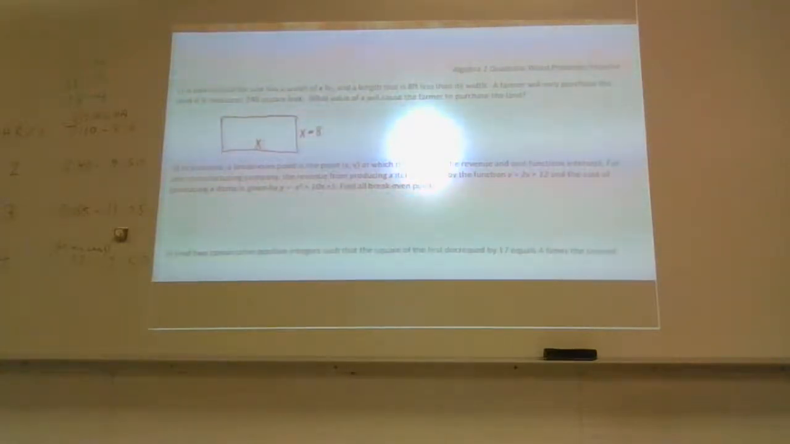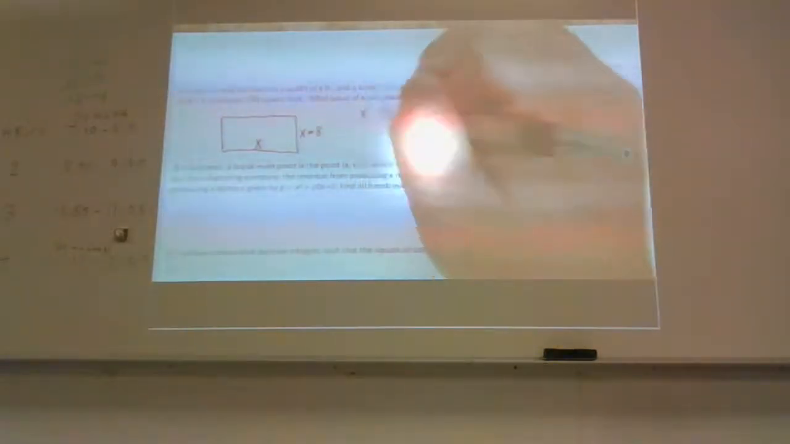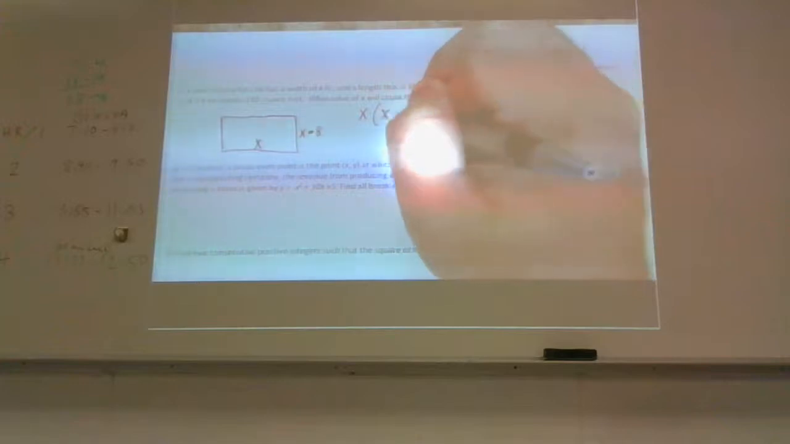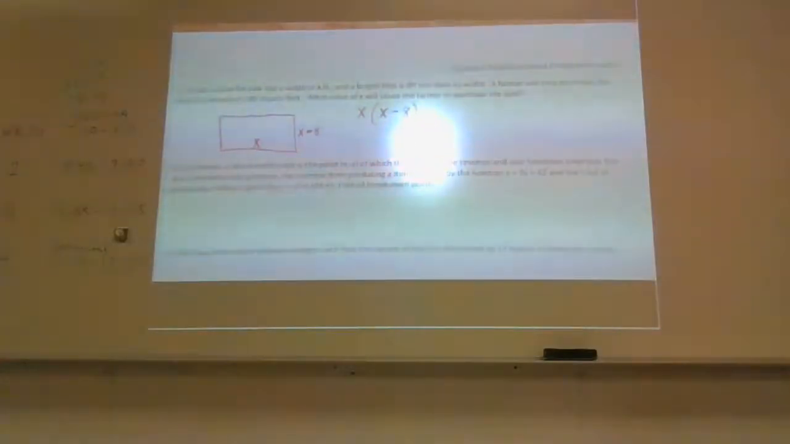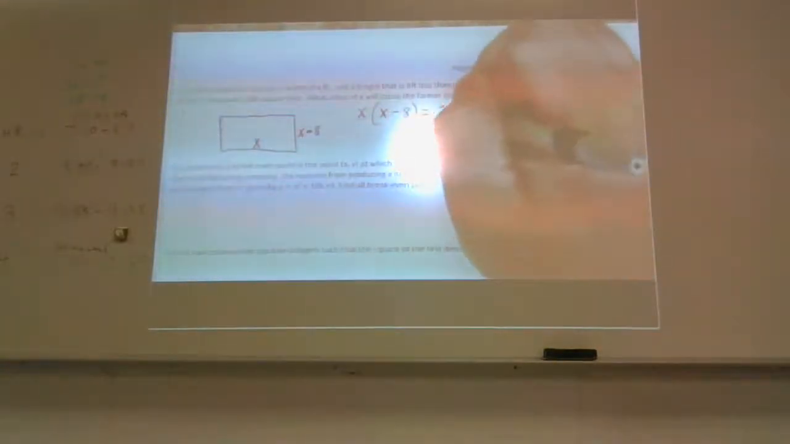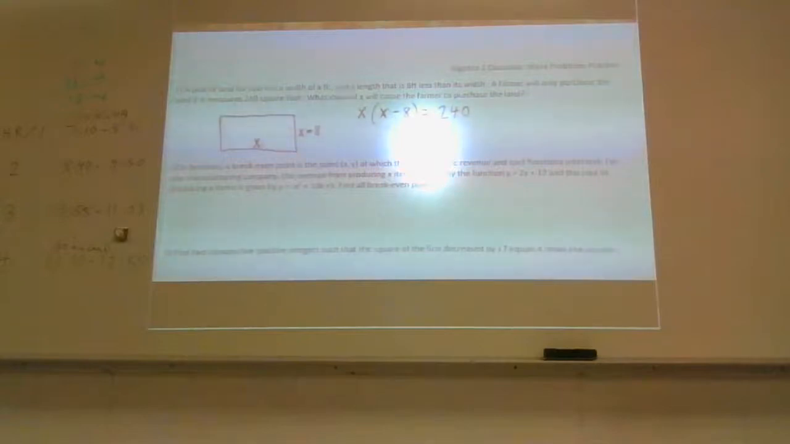We need to measure the area of this rectangle, which is length times width. We need to multiply x times x minus 8. That would give us the area of this rectangle. We set it equal to 240 because that would be the area that the farmer requires. He will only purchase the land if it measures 240 square feet. Ultimately, the question is asking you to solve for x, to get x by itself. This is the setup to this problem.